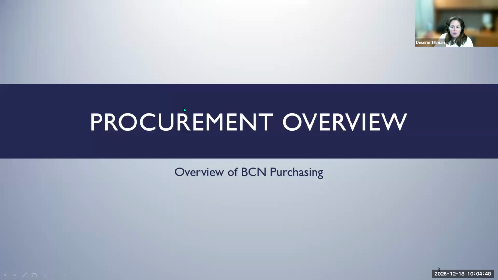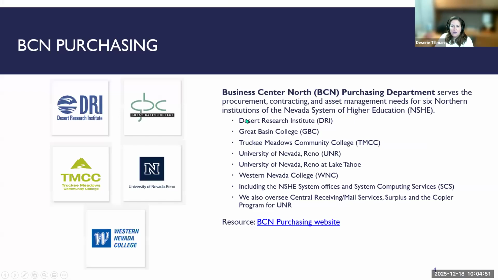So first, we're going to start off with a procurement overview. Just a quick overview of BCN purchasing. BCN stands for Business Center North. Our purchasing department serves all of the northern institutions, 6 of them, including also the Nevada System of Higher Education offices and the System Computing Services. We also at UNR have our central receiving and mail services, our surplus, and our copier program here at the University of Nevada, Reno. And we'll talk a little bit more about asset management and other areas along the way too.